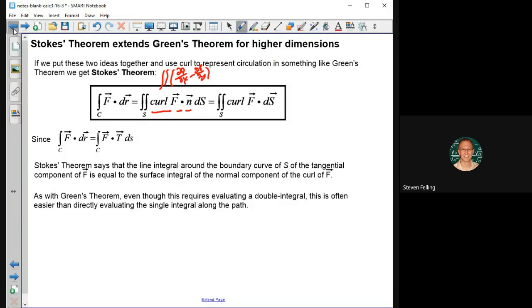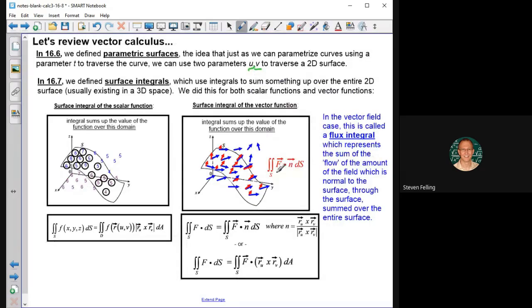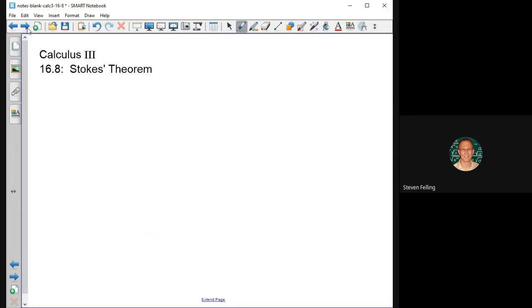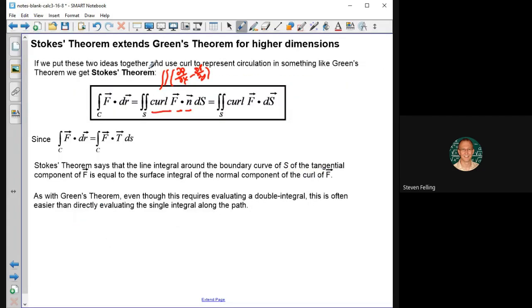So similar to this idea that you had to take a dot product of the field with the normal vector, now we're going to take the curl to get this and then take the dot product with the normal vector to get the amount of circulation that's perpendicular, that's in the plane where the normal of that is perpendicular to the surface. All right.